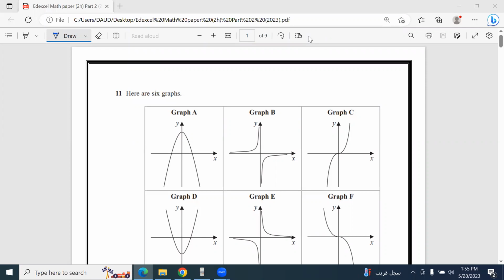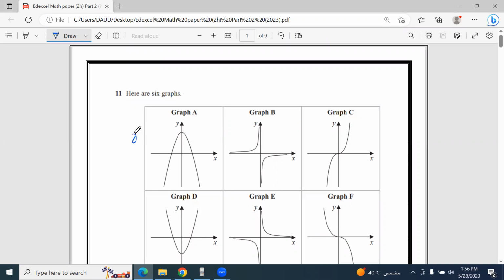As you can see, here are 6 graphs. So the first one is N and U shape. Whenever we have N shape, we call it a parabola, and the general equation of this function is y equals minus x squared when it is N shape. When it is U shape, y is equal to x squared.